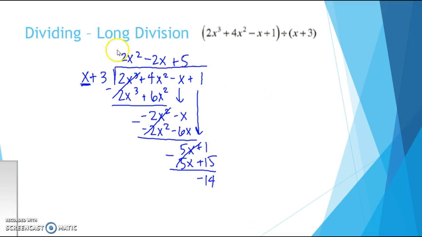So then I write my answer with whatever's on top of my division bar. So 2x squared minus 2x plus 5 minus 14 over x plus 3.